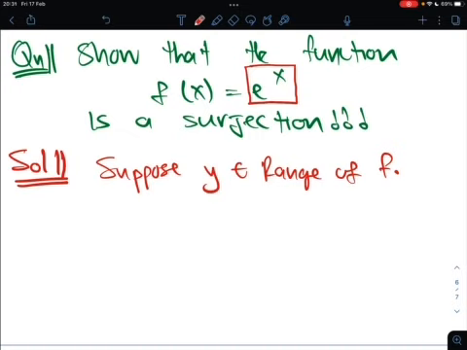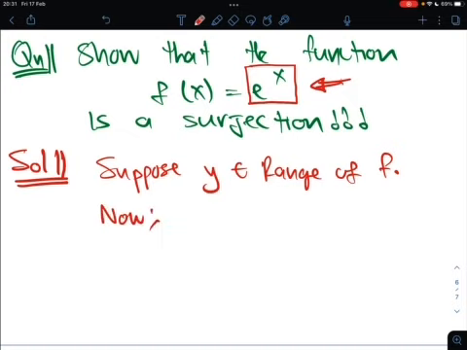Then the next thing that you have to do, you have to now prove that this y can actually be written in this form. If you can prove that this y that you have chosen, which lies in the range, can be written in that form, then you have actually proven surjectivity. So to prove that, this is how I'm going to proceed.